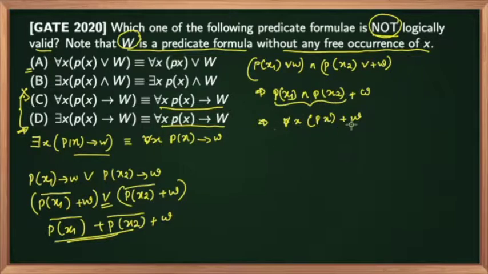So for all x, P of x or W, right? So the first choice is correct. Now let's see the second choice. It says there exists an x, P of x and W, right?